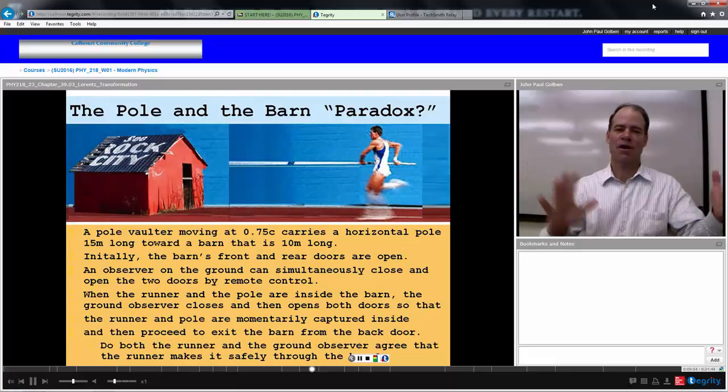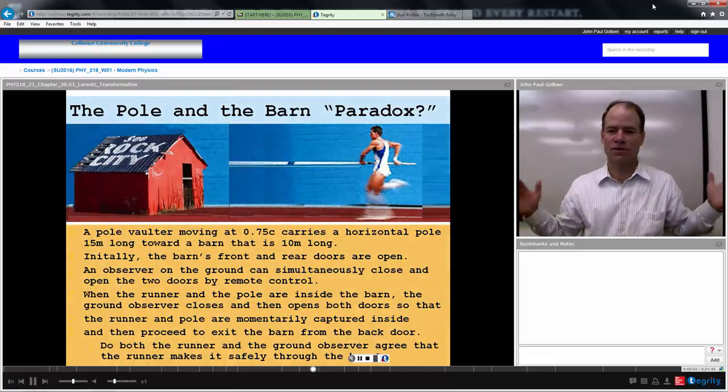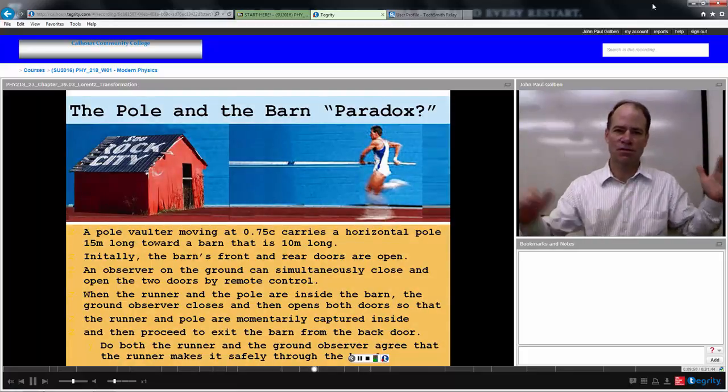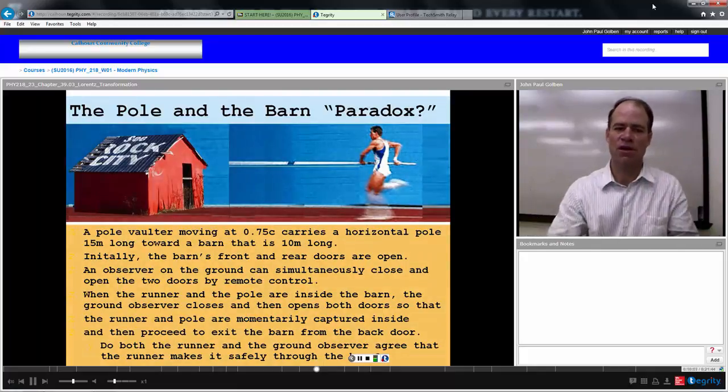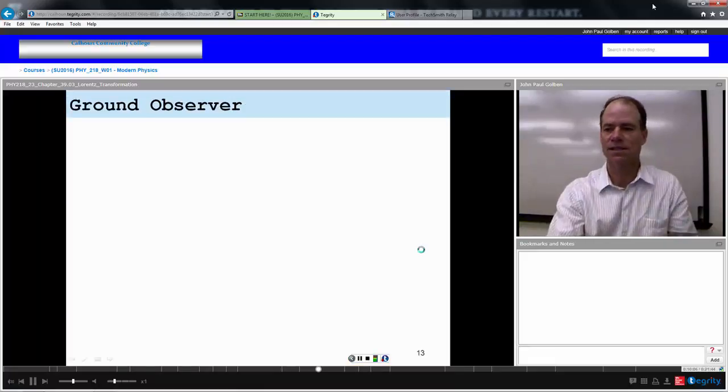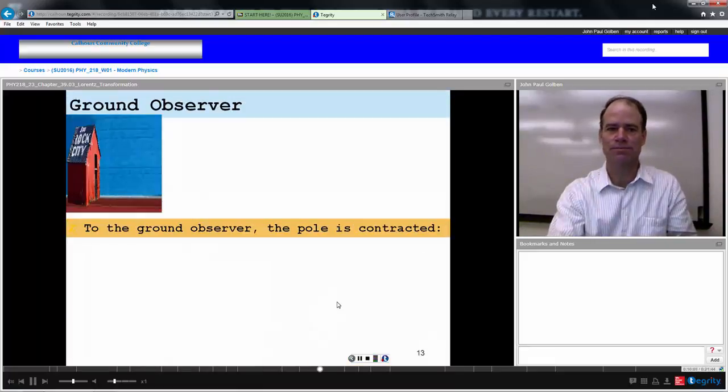Okay, so we have a barn, and you're in the rest frame of the ground. The barn is 10 meters long. The pole is going to be length contracted. So even though the pole is 15 meters long, as you see it, because it's moving, it's going to be length contracted. So maybe it'll make it through the barn.